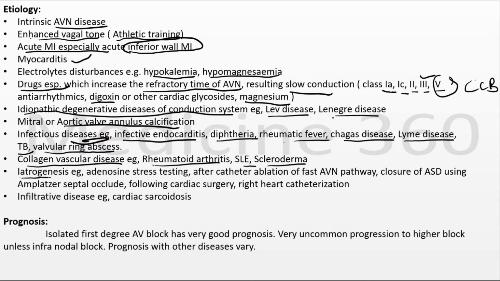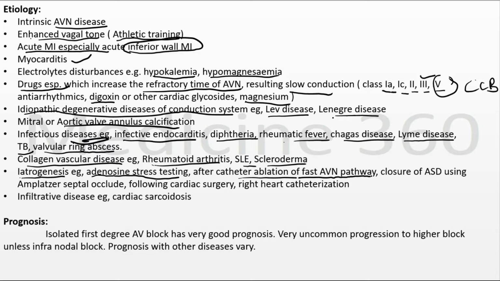Then there are the iatrogenic causes, which can cause first degree AV block or higher degree AV blocks. Adenosine stress testing can cause a transient block, and it will later be normal. After catheter ablation of the fast AV nodal pathway, for example in Wolff-Parkinson-White syndrome, or in those patients who have an AV node with a fast conducting pathway and a slow conducting pathway, if we ablate the fast conducting pathway, then the current has to pass through the slow conducting pathway, which can lead to first degree AV block.